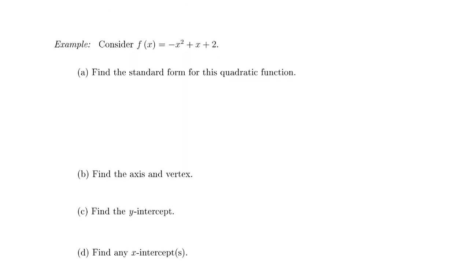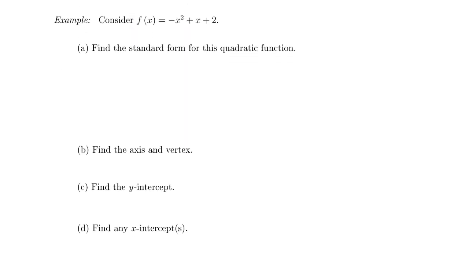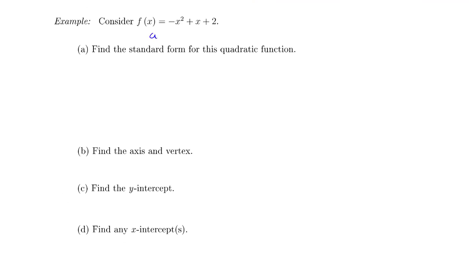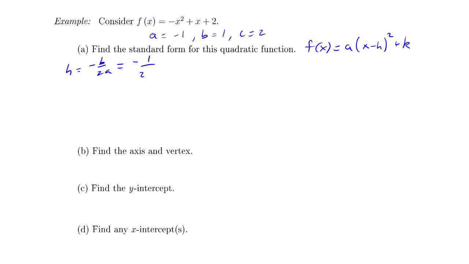Let's do another one. Again, here's my form from before. I'll identify a is -1, b is 1, c is 2. We're looking for f of x is a times x minus h squared plus k. h is negative b over 2a, so -1 over 2 times -1, or positive 1/2.